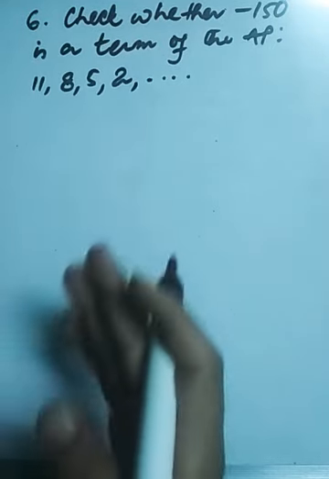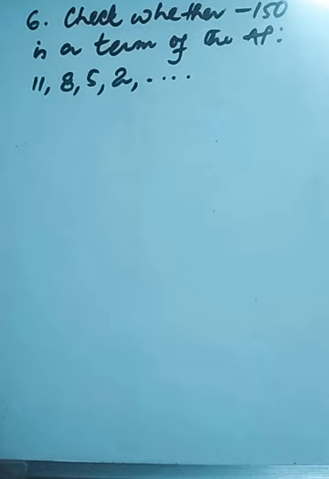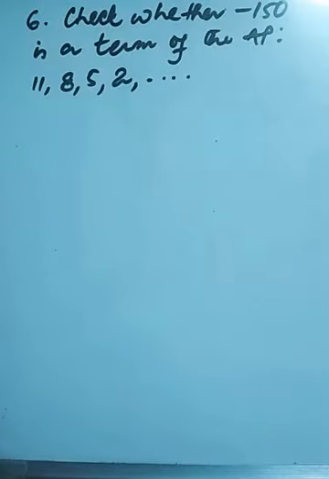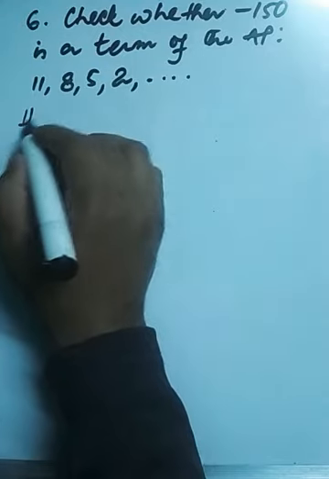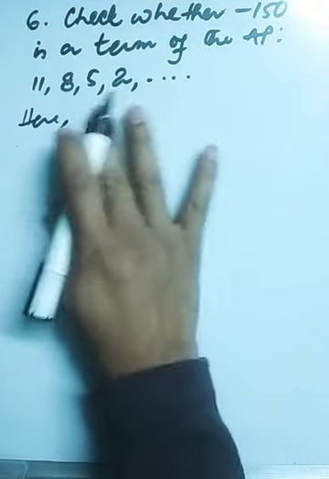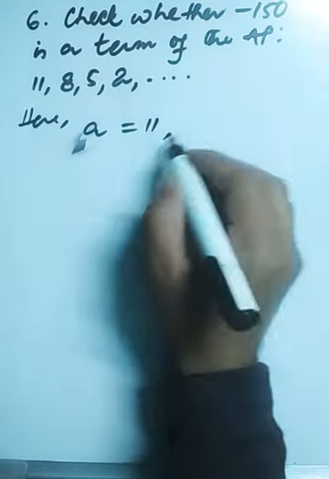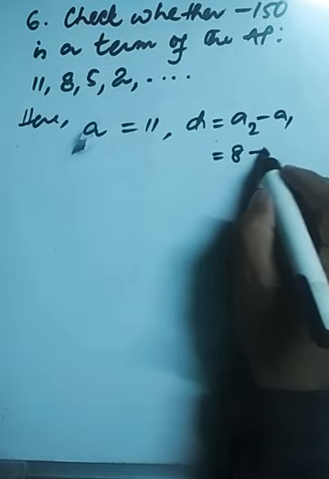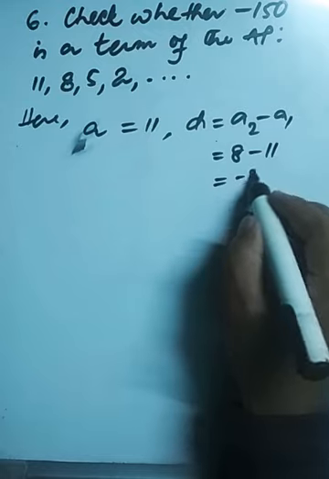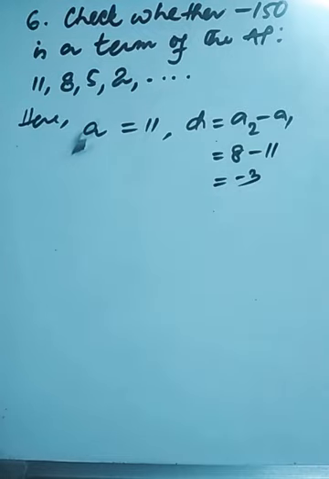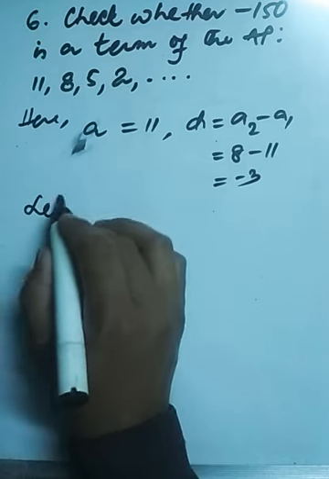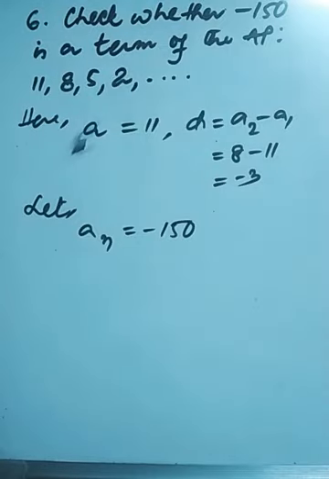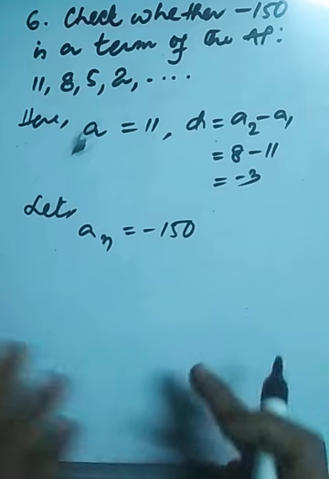Okay, here is the question. Check whether minus 150 is a term of this AP. First, the first term is 11, D is A2 minus A1, so it will be 8 minus 11, so we get minus 3. Okay, so let us assume that AN is minus 150, so we are just assuming that this minus 150 is one of the terms of this AP.